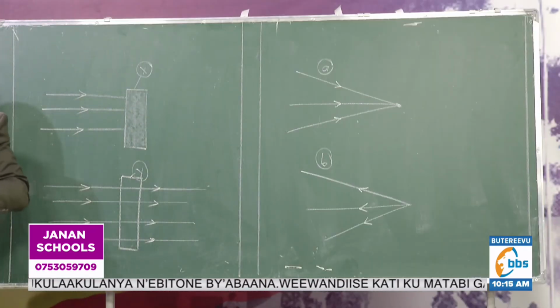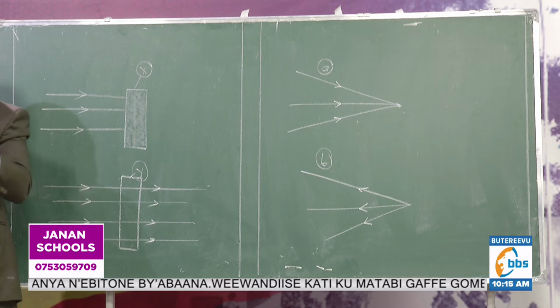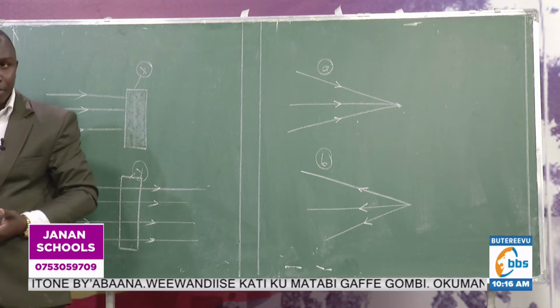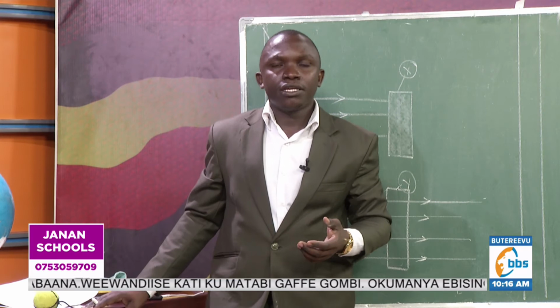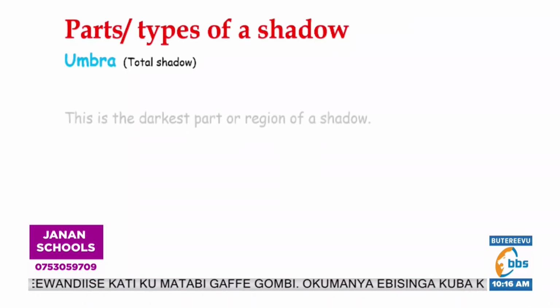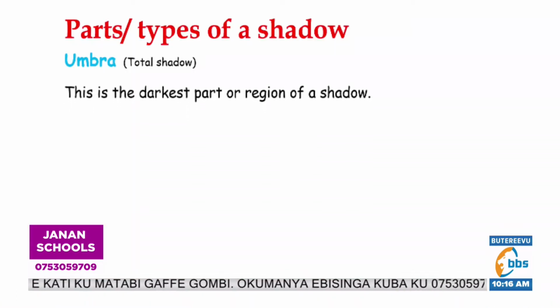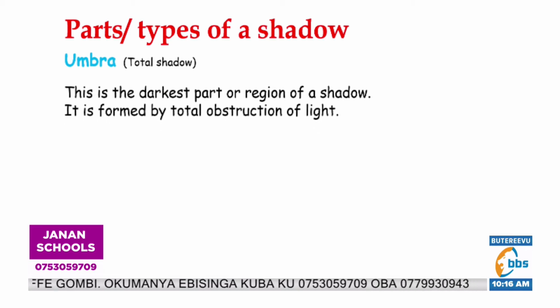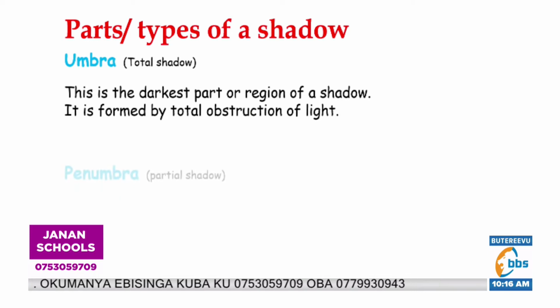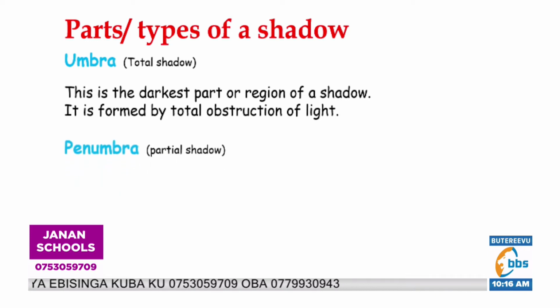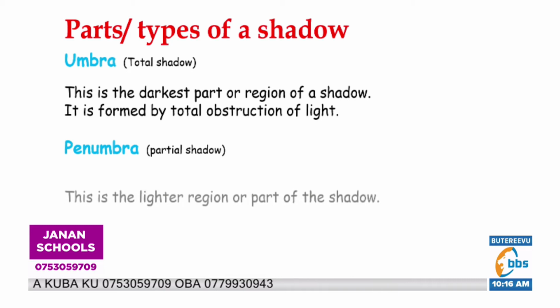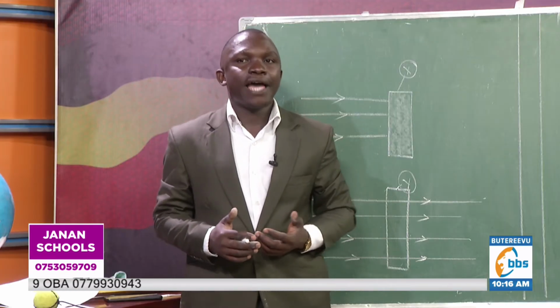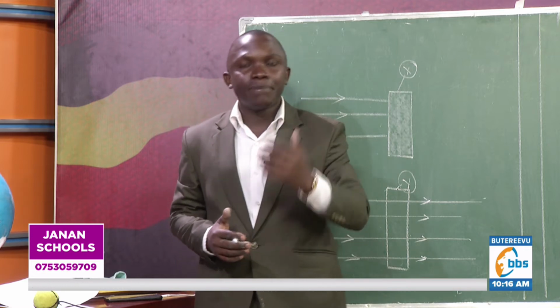Now, when looking at shadows, there are mainly two types of shadows, and that is what we look at in primary. We don't go beyond that. If you advance to other levels, you'll see other types. But here we mainly look at two types, that is the umbra and penumbra.